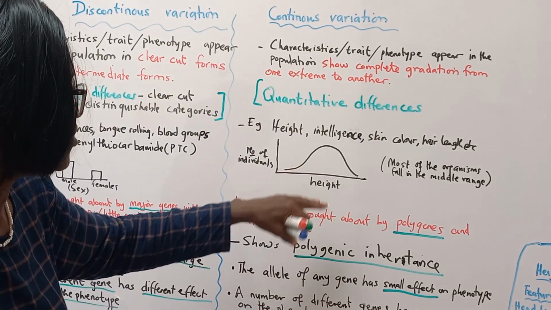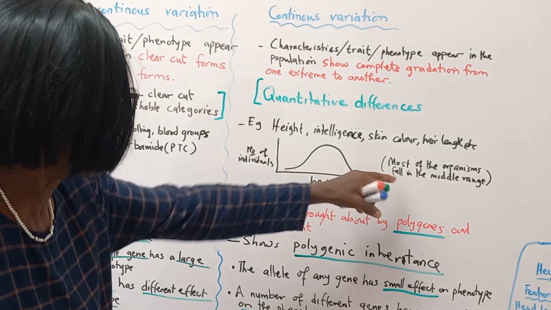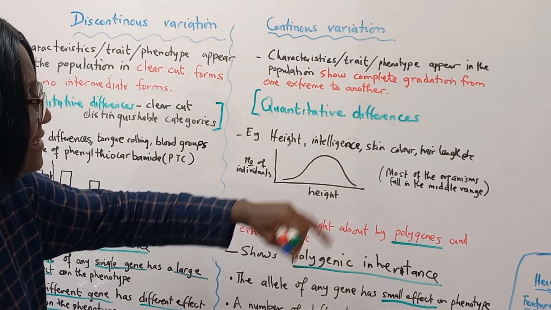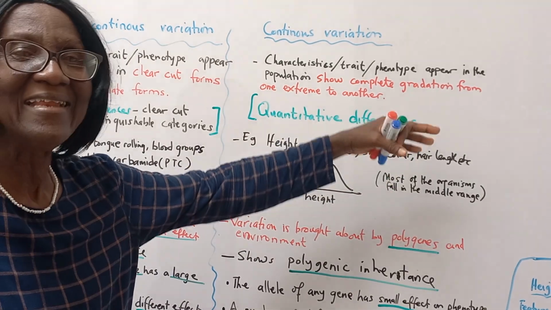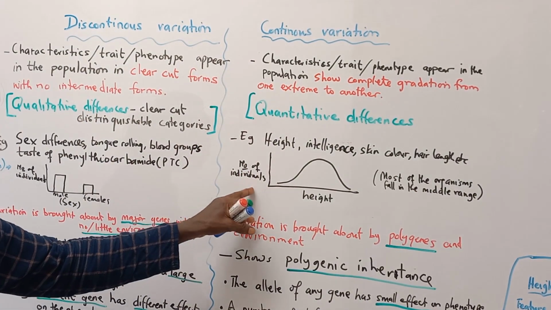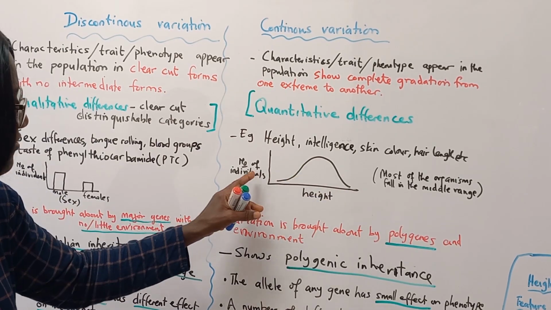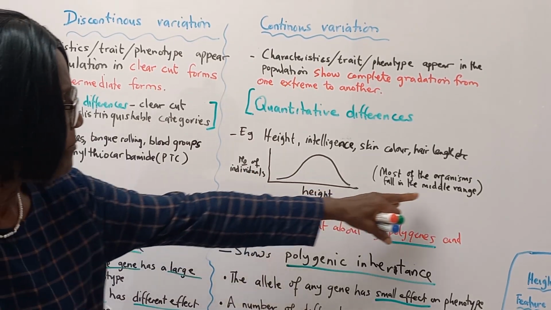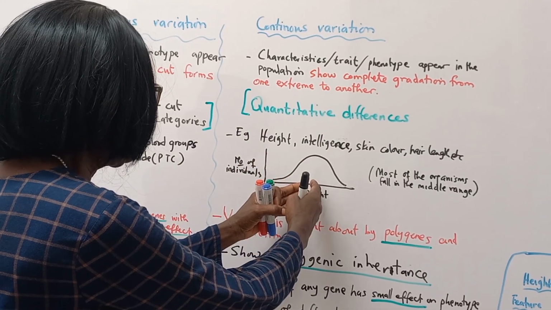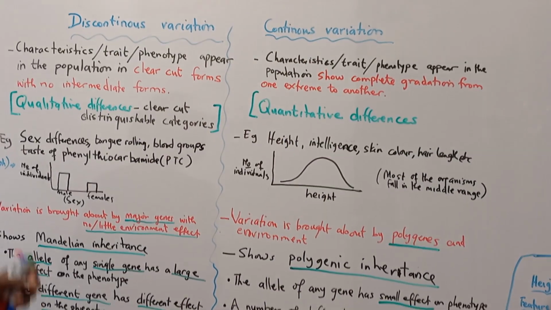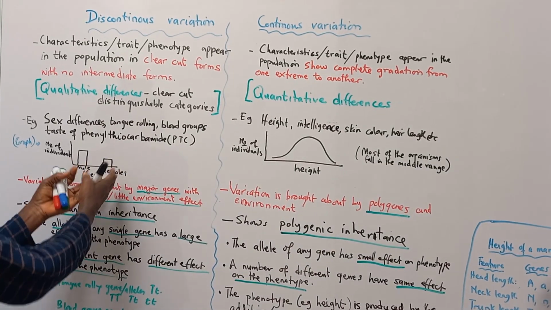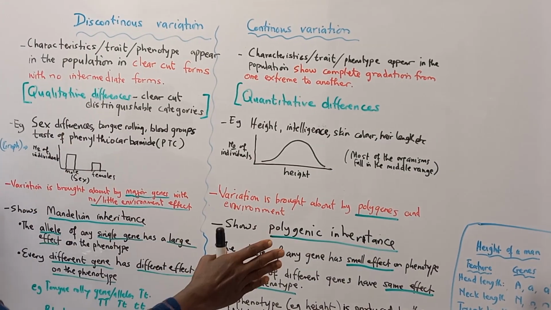That's continuous variation. You have some phenotypes like that. Examples are intelligence, skin color, hair length, a lot of characteristics. Now, the graph is drawn like this. You have number of individuals and height, and most of the organisms always fall in the middle range for this variation. Then in discontinuous variation, you see male and female, clear-cut forms.